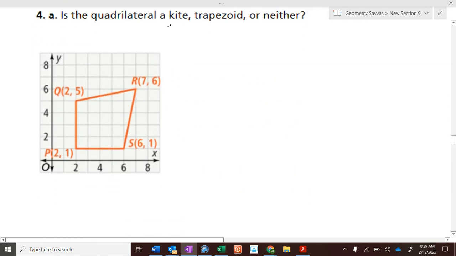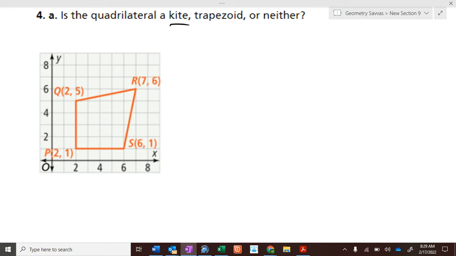Okay. What is special about a kite? Now, we only talked about a kite one day in here this year. So does anybody know what makes a kite a kite? It has 2 sets of what? Congruent sides. Yep, 2 sets of congruent sides. The congruent sides are next to each other. The opposite sides are not congruent.